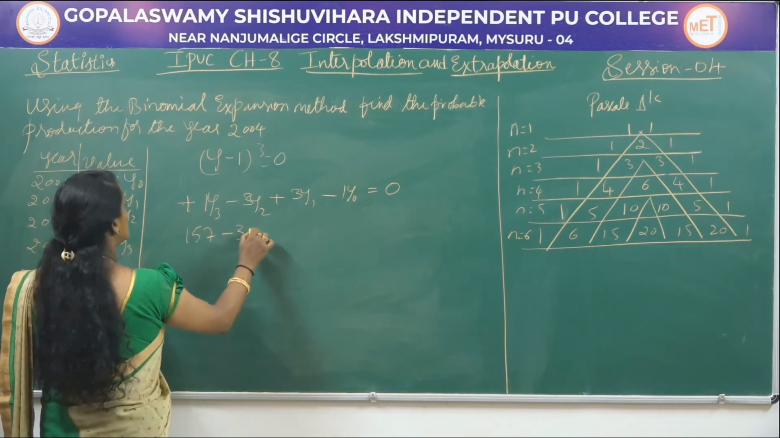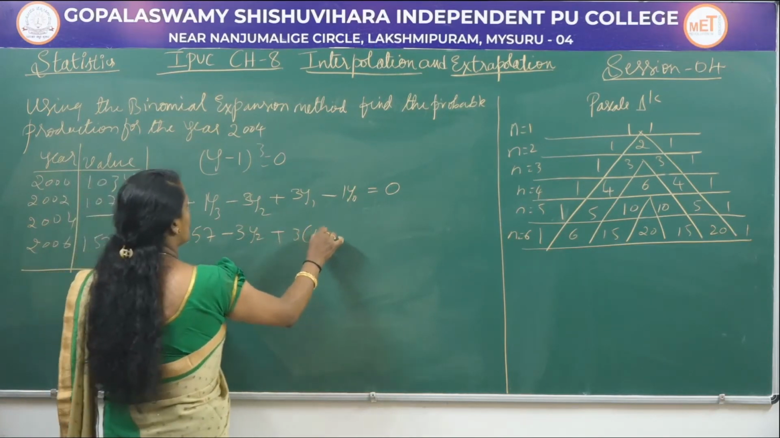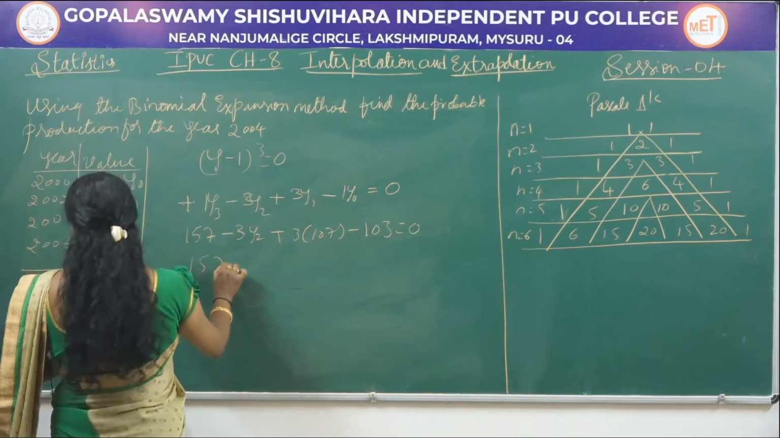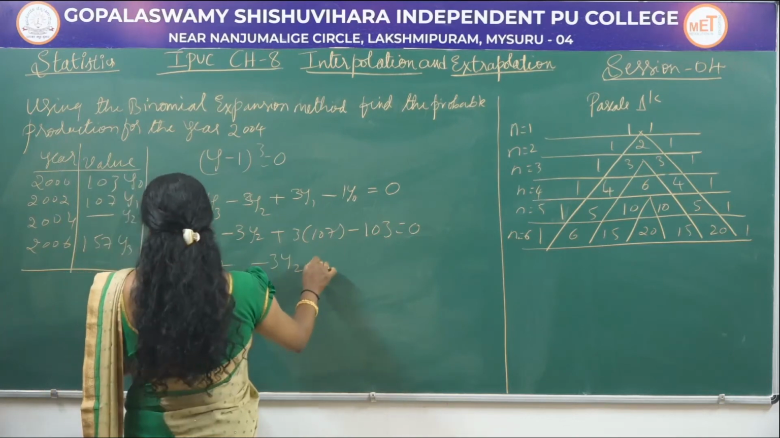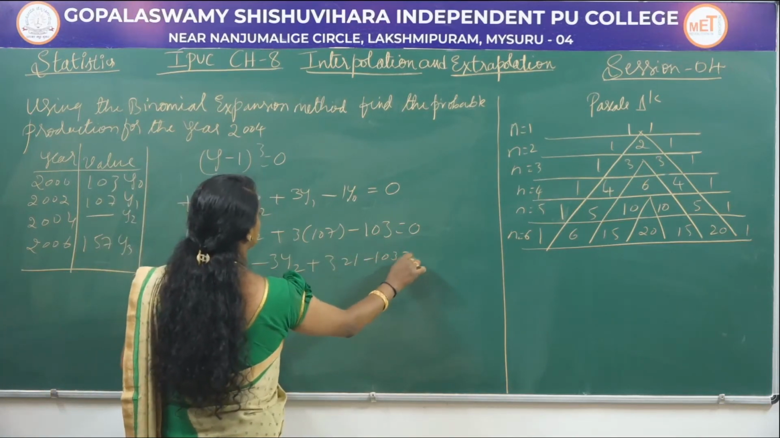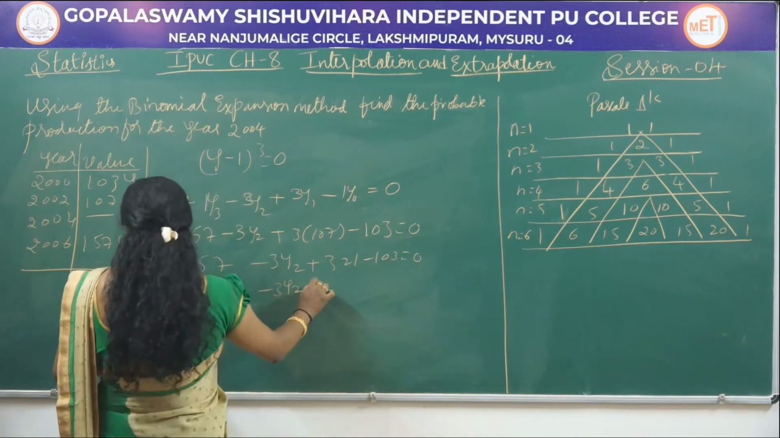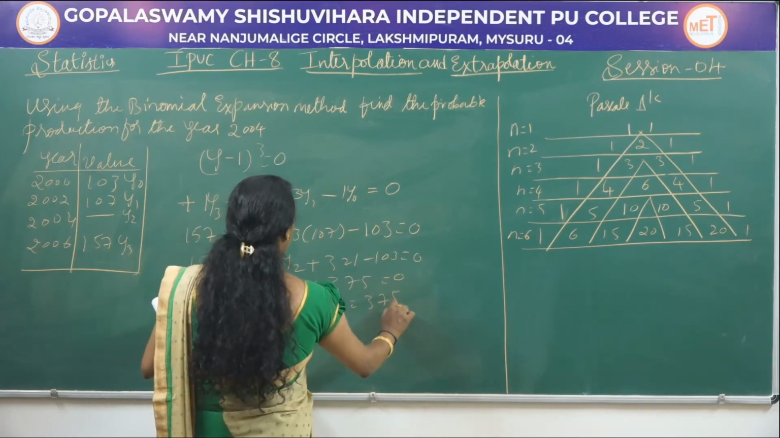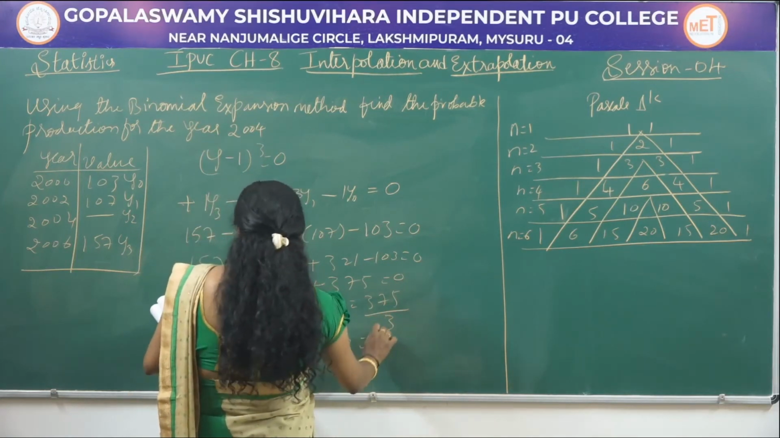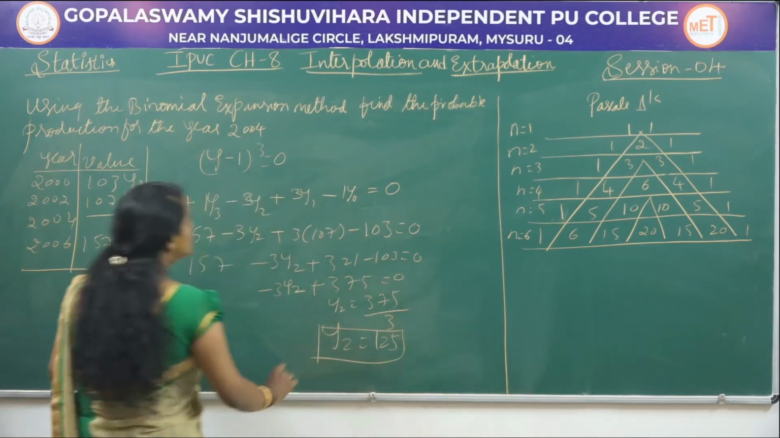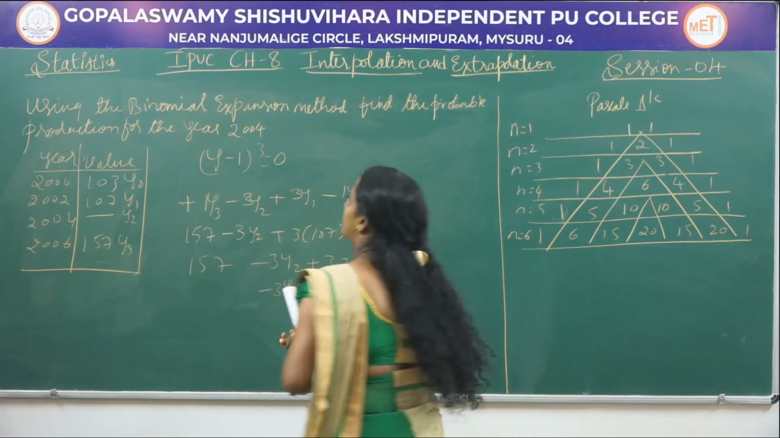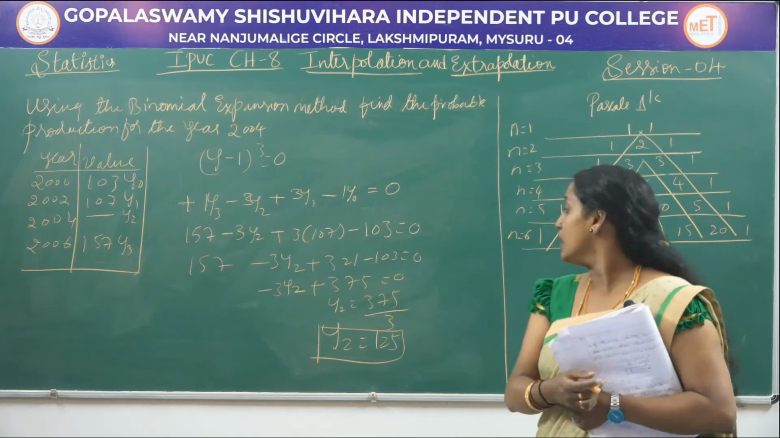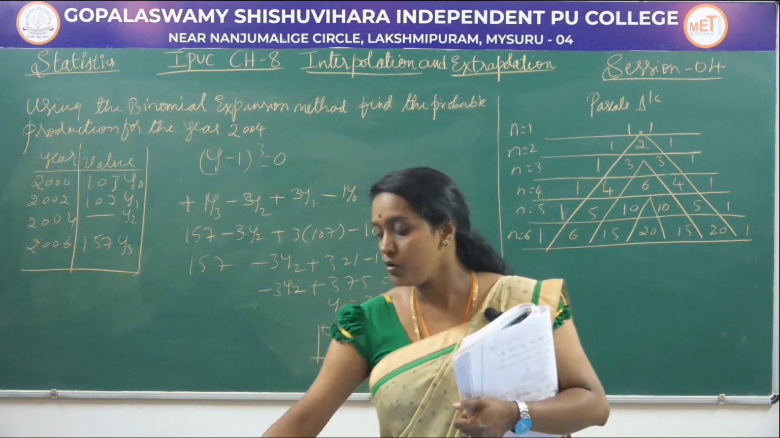Next substitute the y values. 157 minus 3 y2 plus 3 into 107 minus 103 is equal to 0. 157 minus 3 y2 plus 321 minus 103 is equal to 0. Minus 3 y2 plus 375 is equal to 0. y2 is equal to 375 divided by 3. So y2 is equal to 125. So the probable production for the year 2004 is 125. This is how we have found out the missing value.